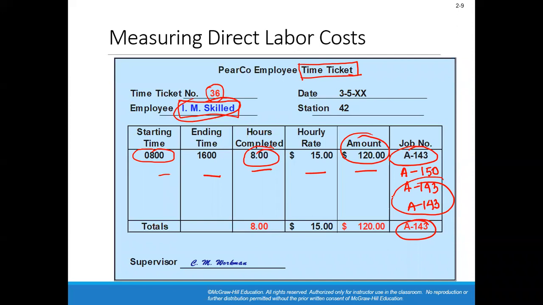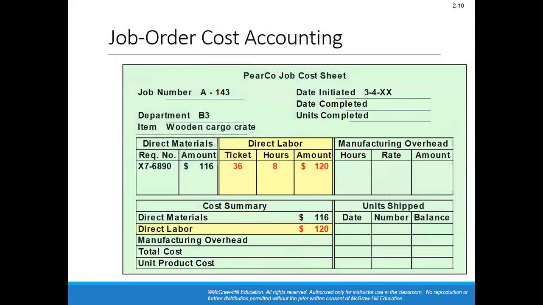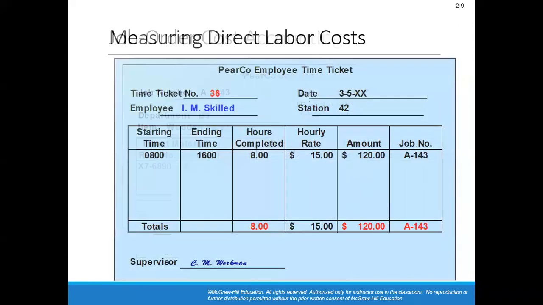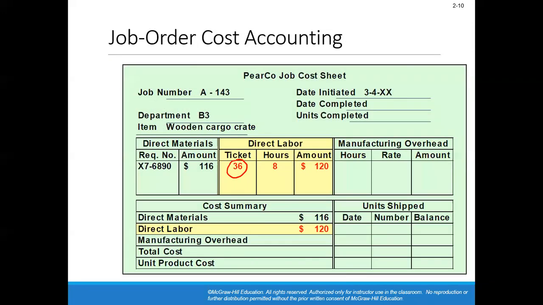So when you complete this, what will you do? You have got the time ticket from this 36. You see here I have identified 8 hours of labor completed, and in total 120 of labor has been charged for the job. Remember, it's not for the product, it's for the job.